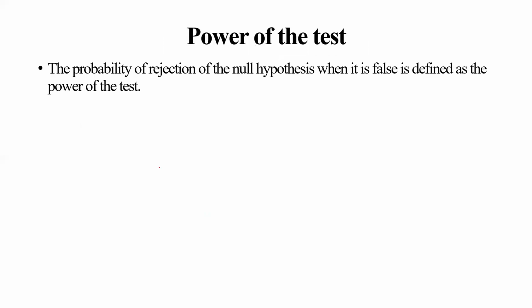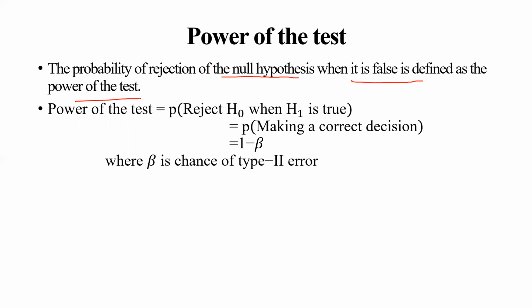And another term is power of the test. The probability of rejecting the null hypothesis when it is false is defined as the power of the test. Mathematically, we can say it is the probability of rejecting the null hypothesis when the alternative hypothesis is true.